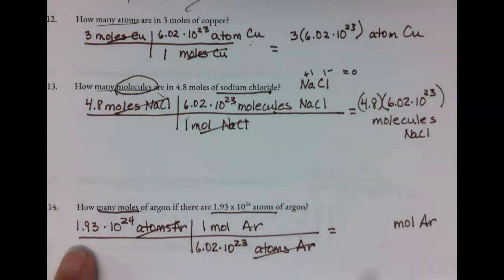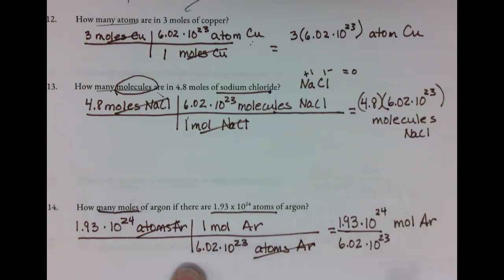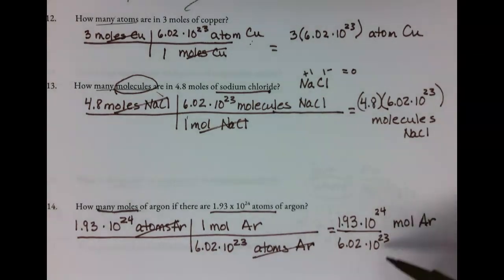Now, in this case, the 1.93 times 10 to the 24 is in the numerator. The 6.02 is in the denominator. So I'm going to do a division problem. When one is in the numerator and one is in the denominator, we're doing a division. So don't forget that.